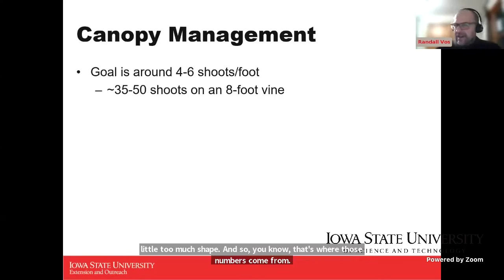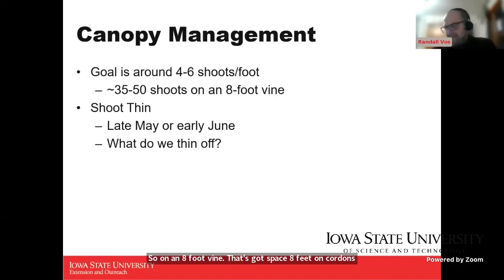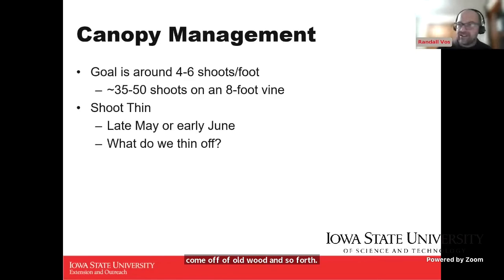On an 8-foot vine, with 8 feet on its cordon, we're looking at 35 to 50 shoots, give or take. The problem is, especially if we've had some kind of dirty pruning where we didn't have good clean cuts, or maybe we have a lot of old arms on the plant, we may get 100 shoots coming off this plant, because the nodes or buds on a cane sometimes put out 2 shoots, and shoots can come off of old wood and so forth. So sometimes we actually do shoot thin also. And the question is, how much work do you want to put into it?